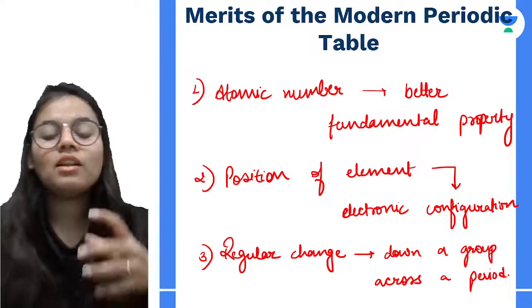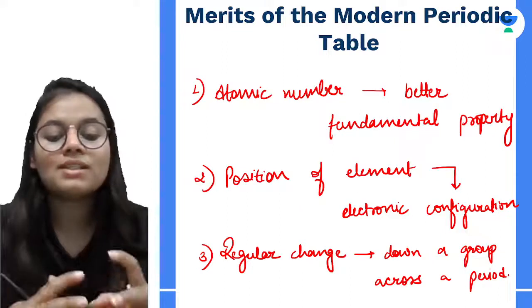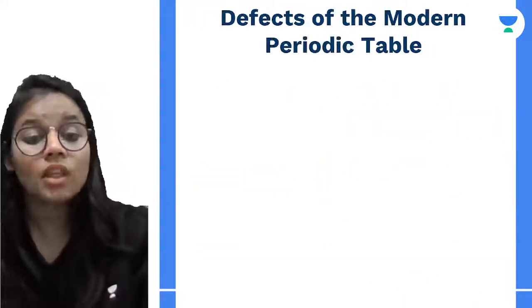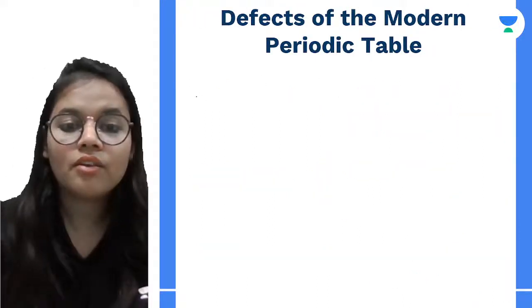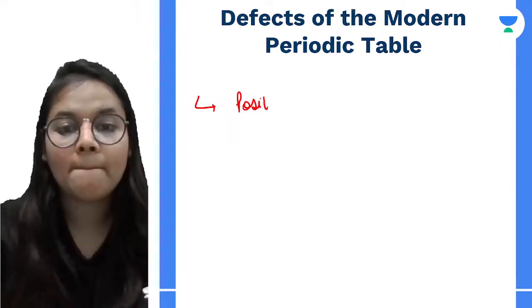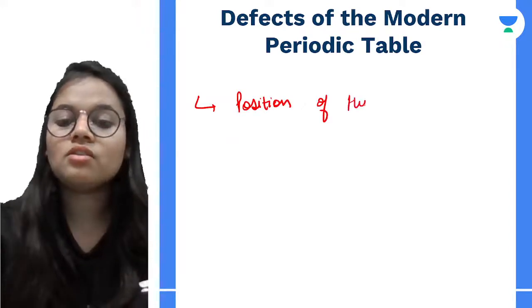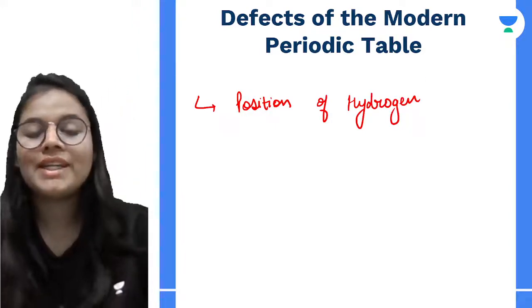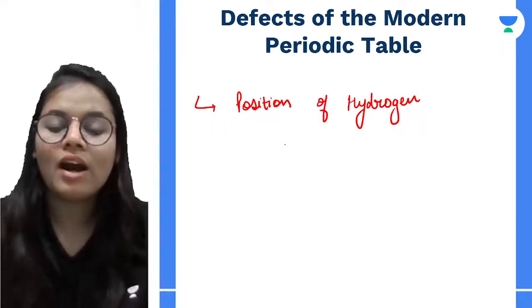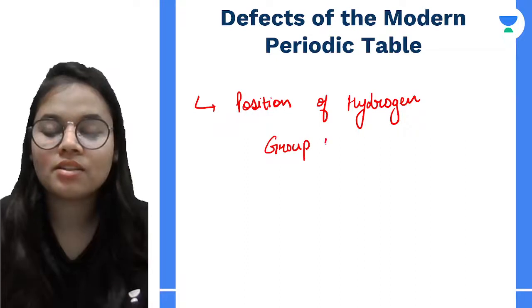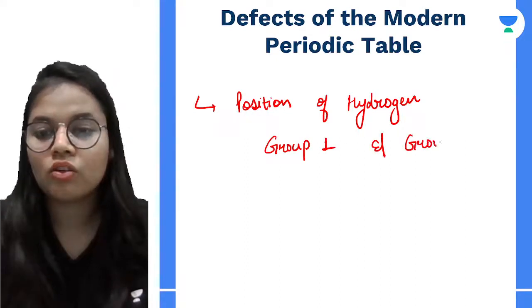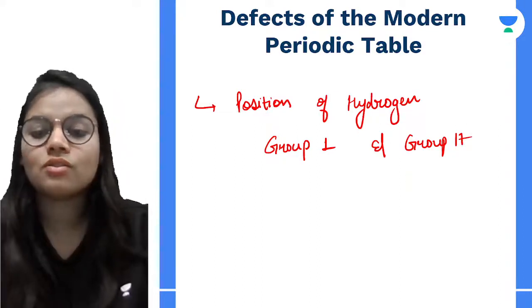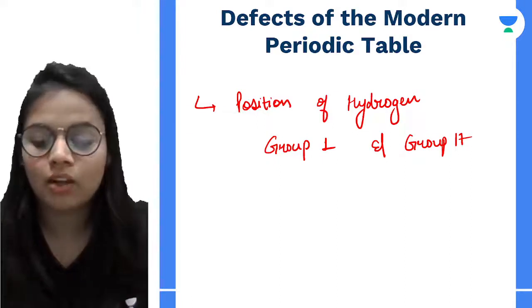Now, we still follow this modern periodic table, but it has some defects or problems. Let's discuss them. The very first is the position of hydrogen. See students, hydrogen has been given the first position in the periodic table, but it is still not satisfactory. Why? Because hydrogen shows properties similar to group 1 and also group 17, that is halogens. So it is not really settled that hydrogen is getting that particular position.